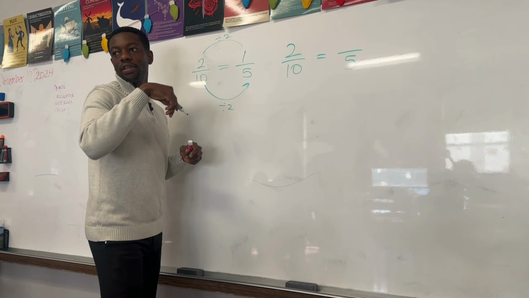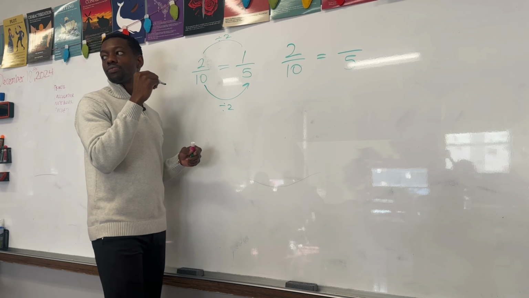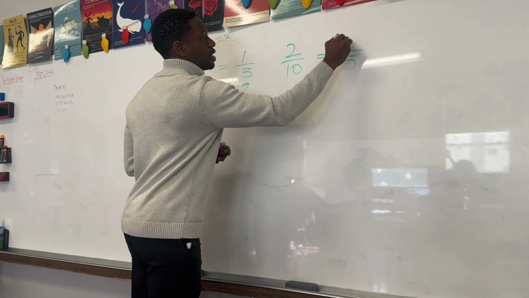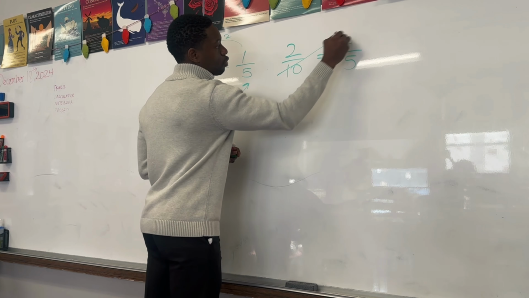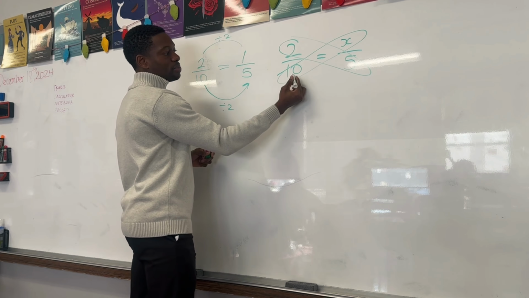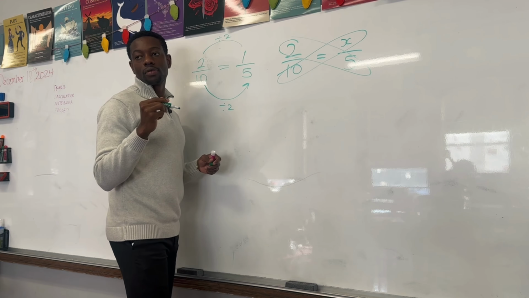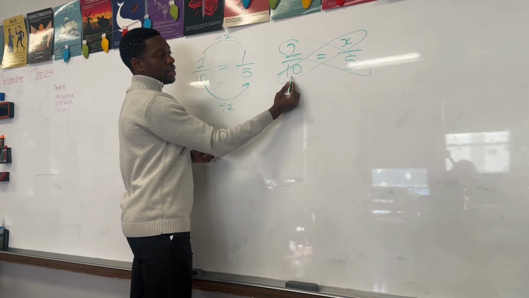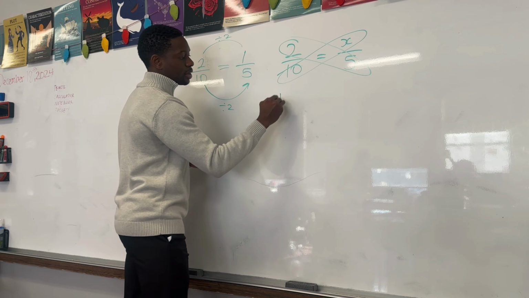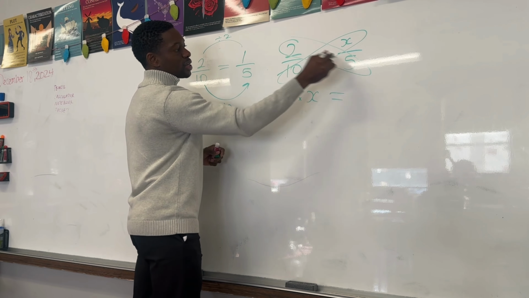If we don't know what a value is, what should we represent it as? X. So we can either do it this way or we can cross multiply. If I cross multiply, this means 10 times 1. What number is this? 10 times x equals 2 times what?